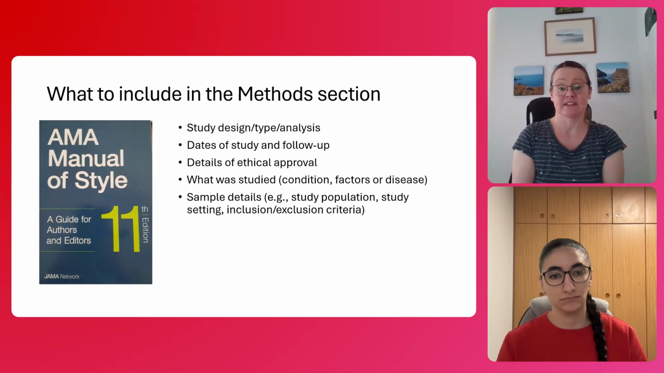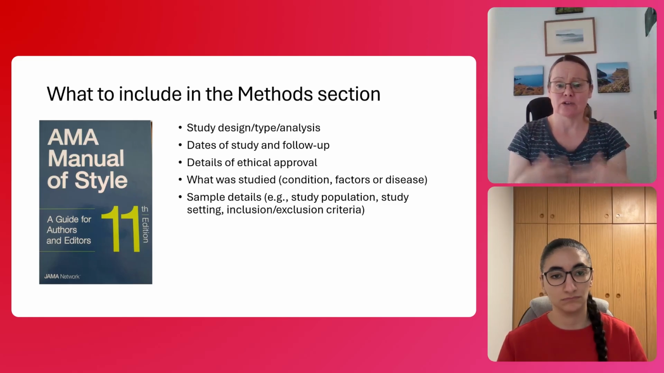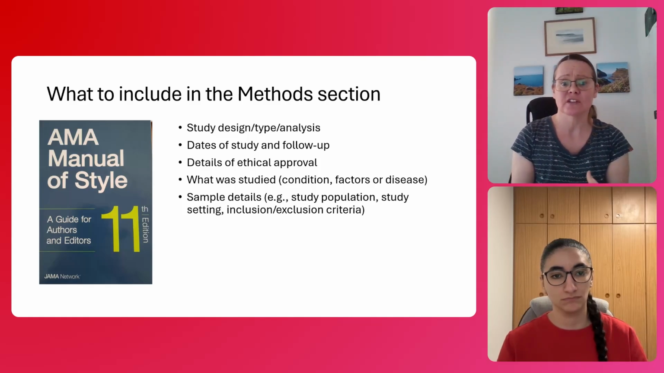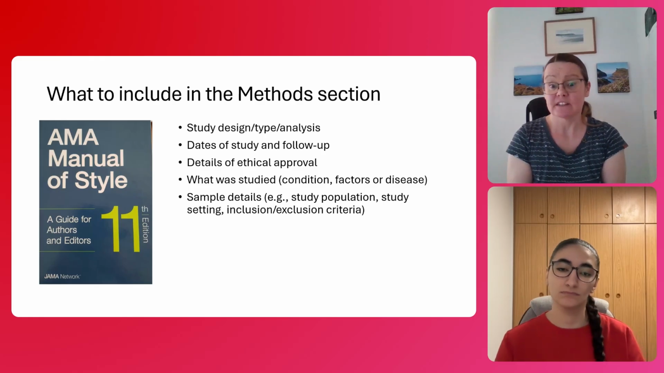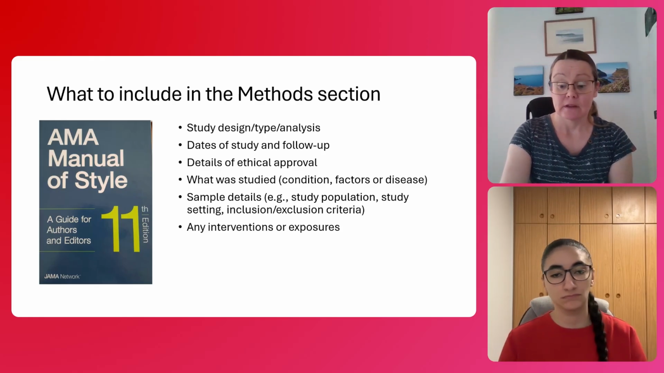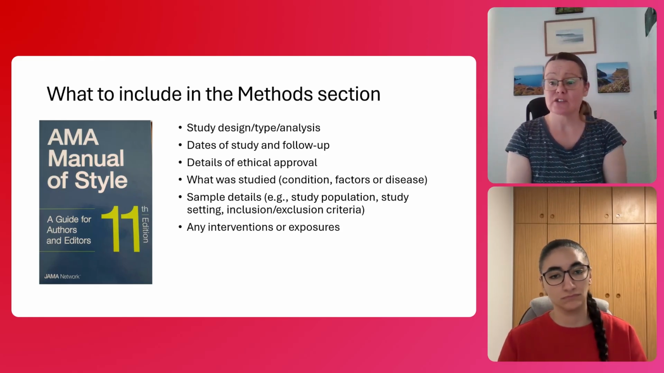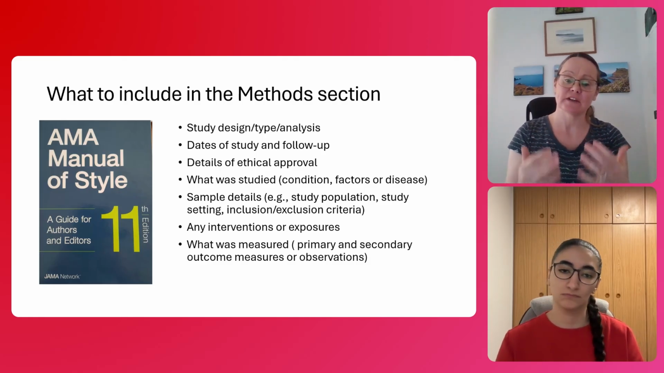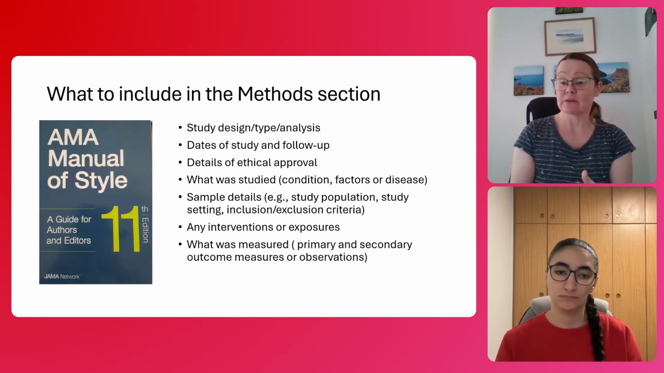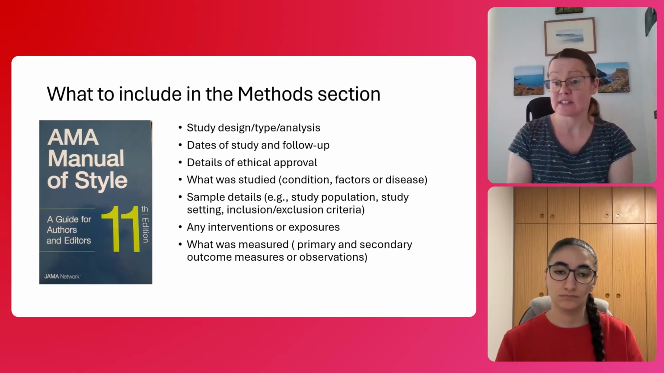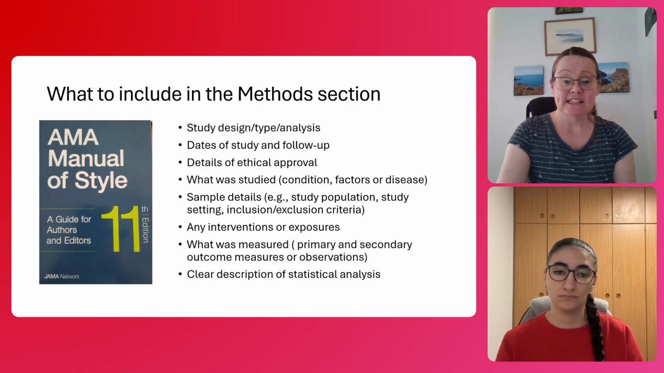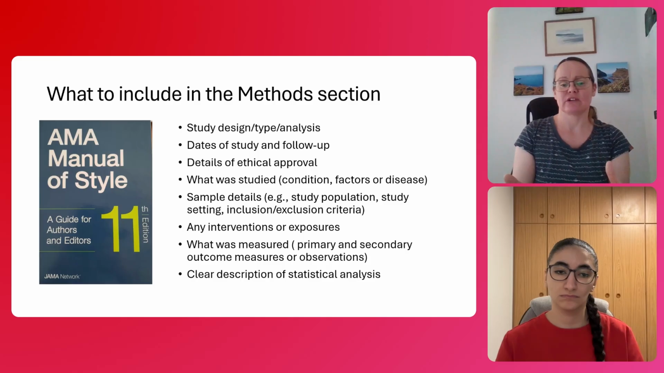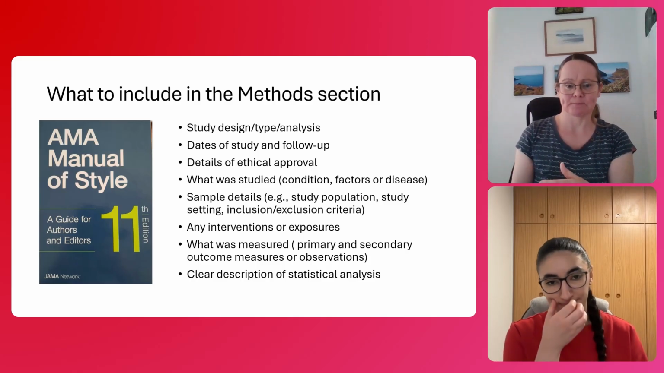So our sample details. What exactly or who exactly was the study population? What was the study setting? How did we recruit our participants? What inclusion and exclusion criteria did we apply? We should talk about any interventions or exposures and what we measured. So what were our specific primary and secondary outcome measures, or what observations did we make? And typically we finish by a clear description of how we analyzed our data.